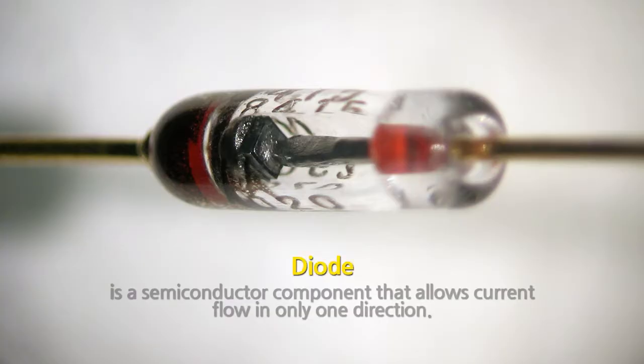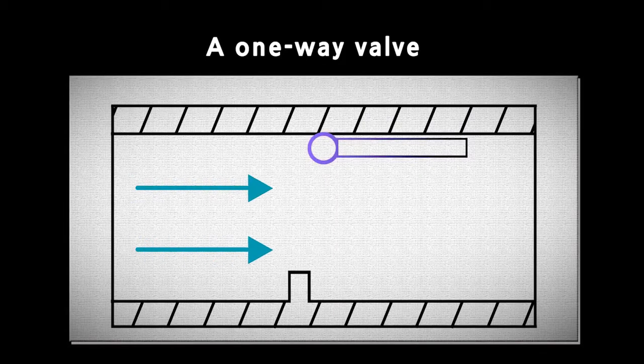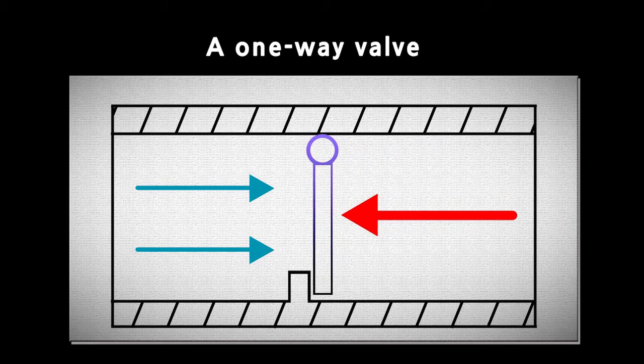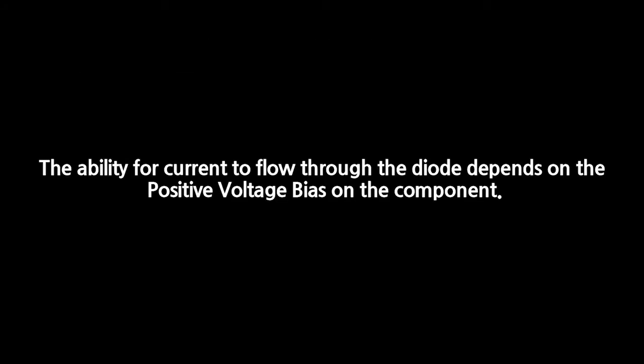Diode operation. A diode is a semiconductor component that allows current flow in only one direction. It can also be thought of as a one-way valve. It will allow current easily in one desired direction, but will block current from flowing in the opposite direction. The ability for current to flow through the diode depends on the voltage bias on the component.